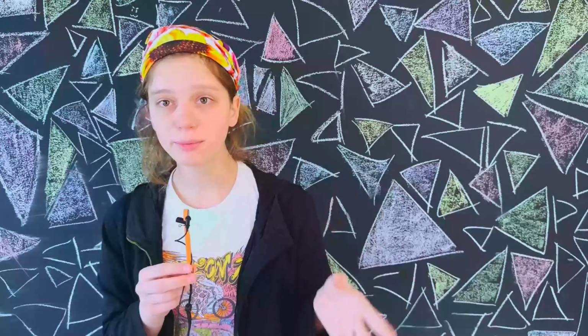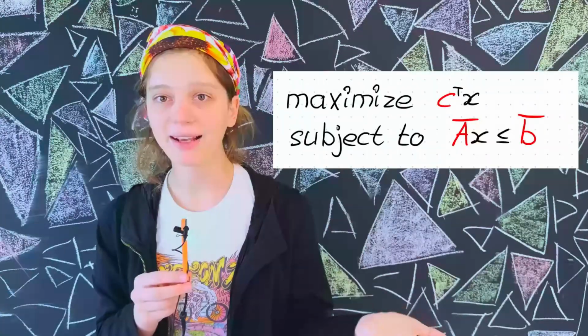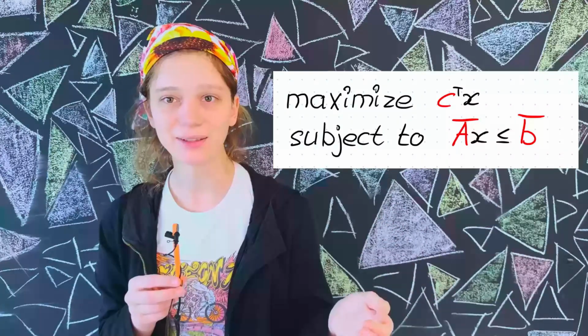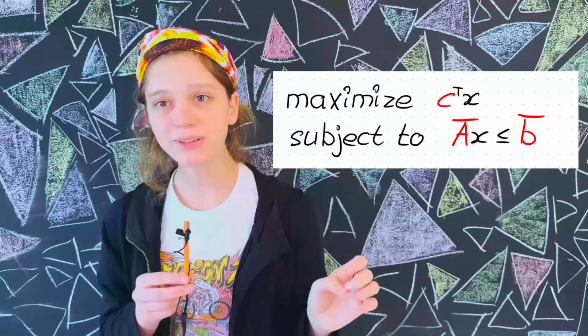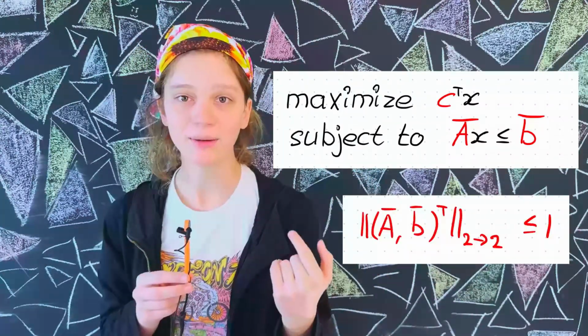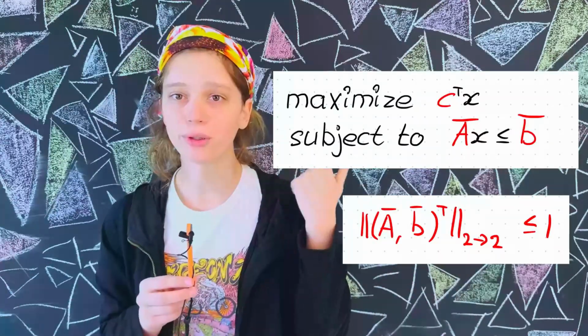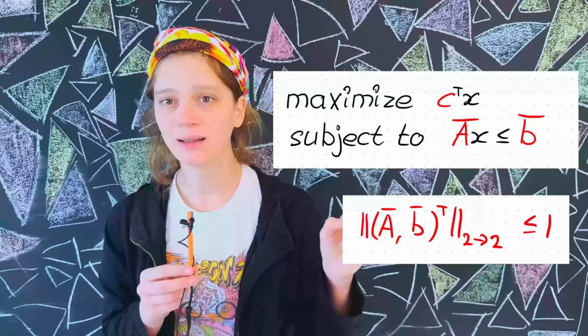The definition of smooth analysis started with an adversarially specified inequality form LP. That is, maximize c transpose x subject to A bar x less than or equal to b bar. We would assume that the rows of the extended matrix [A bar, b bar] each had norm at most 1 in order for the rest of the definition to make sense.